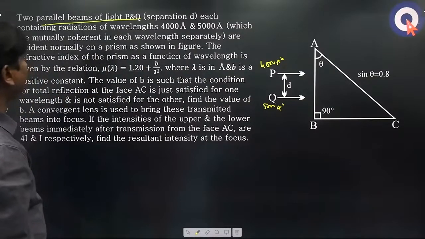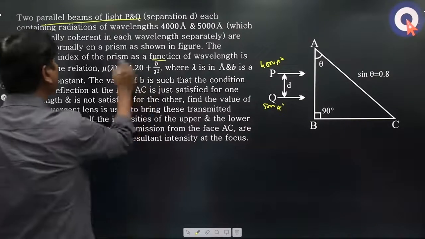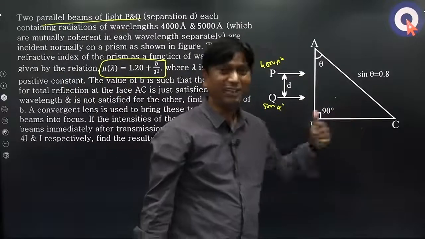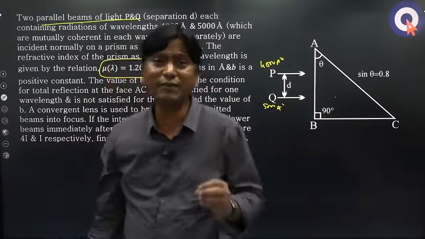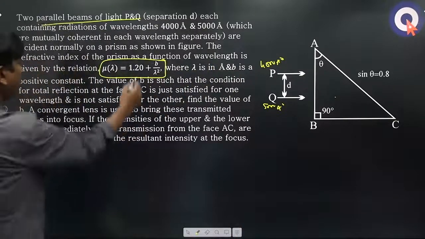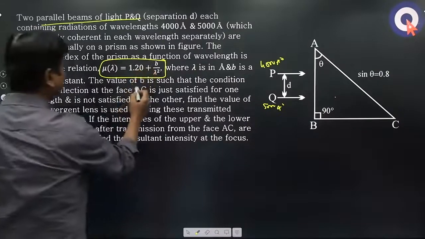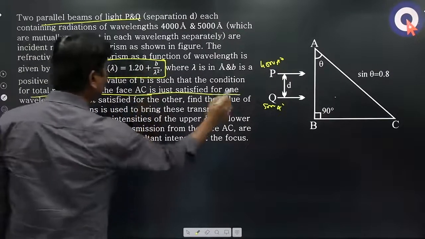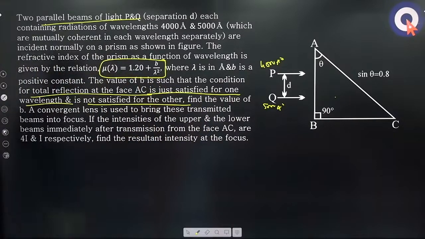They are incident normally on a prism as shown in the figure. Refractive index of the prism as a function of wavelength: the refractive index is for two wavelengths. This refractive index is not the same. It is behaving differently for the different wavelengths. So we know already refractive index depends on the wavelength. Okay, 1.20 plus b by lambda square, where lambda is in angstroms and b is a positive constant. Value of b is such that the condition for total internal reflection at the face AC is just satisfied for one wavelength and it is not satisfied for the other wavelength.